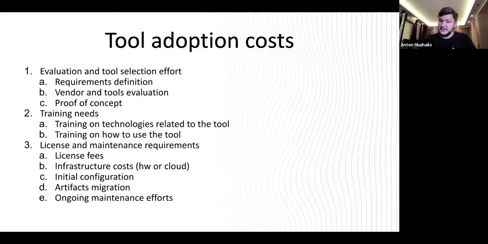And third piece is the license and maintenance requirements. We need to understand what the license fees are, if they are applicable. We need to know what the infrastructure costs will be, hardware or cloud. We can select here because, well, if we're buying a tool for a project that is estimated to last for years, then maybe we can buy hardware, but we need to cover the maintenance effort.